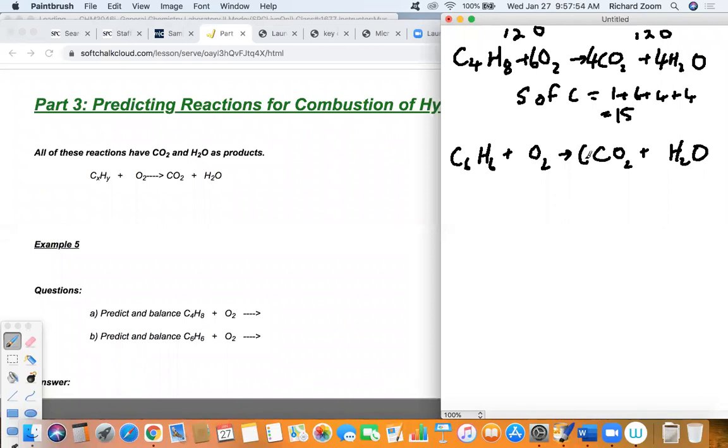So we put a 6 in front of the CO2 to balance the carbon. And then we've got 6 H here, so I need a 3 in front of the H2O over here. Does anybody have any questions so far? Now, if we look at the oxygens, we've got 6 times 2 is 12, plus 3 is 15. 15 oxygens. 15 divided by 2 O2 is what we're going to get on the oxygen.